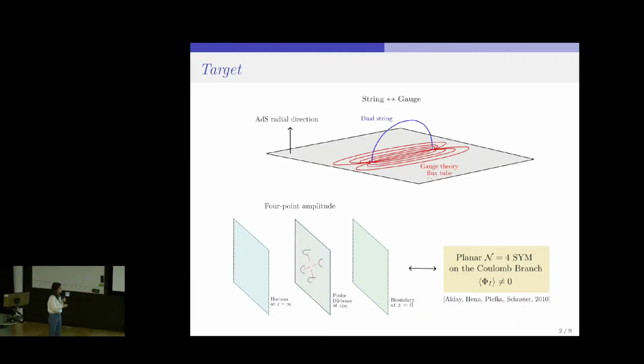A 4-point amplitude of open strings that end on a probe D3 brane that is placed at some position Z different from 0 in AdS₅ × S⁵. This setup on the gauge theory side is dual to planar N=4 super Yang-Mills on the Coulomb branch. This is just an extension of N=4 that can be obtained by giving a vacuum expectation value to the scalars, as Shota was explaining yesterday.